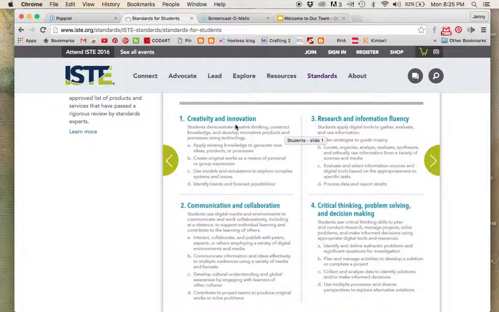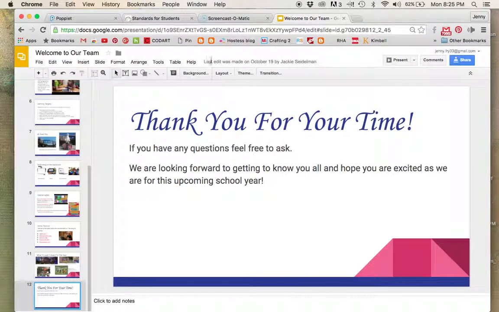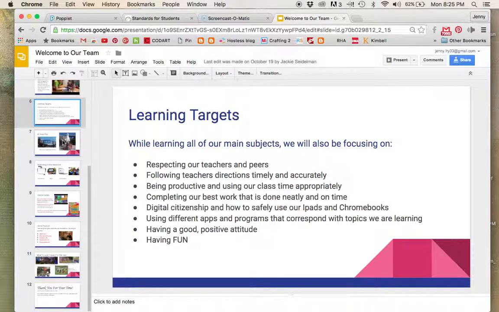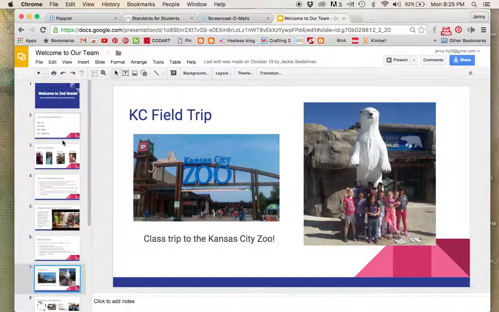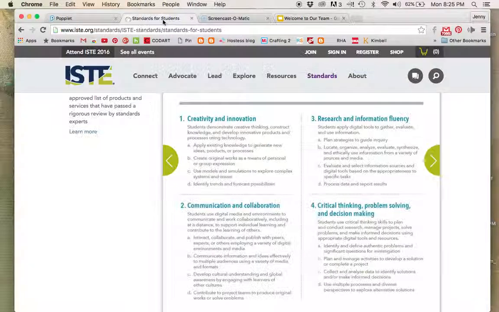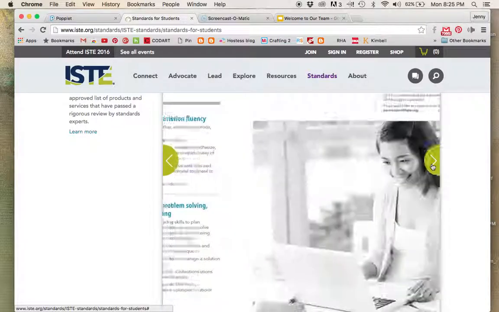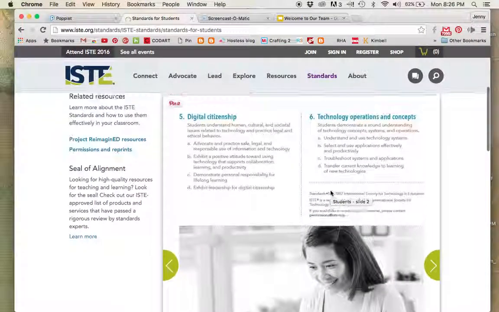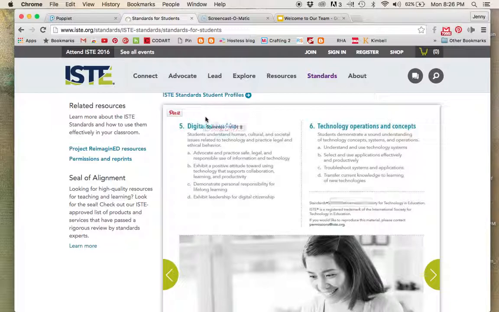Creativity, they need to be able to be creative and engaging on each slide. I think each theme that we used for this PowerPoint was effective. They need to be able to communicate and collaborate. I think that is the biggest one, because they need to be able to interact with each other and have teamwork. And they also need to research and have information fluency. And one of the big ones that I think they need to be able to learn is digital citizenship.